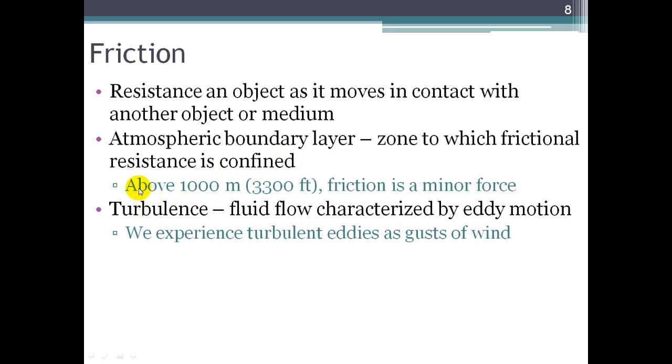And when we look at going high in the atmosphere, as we get up to about 1,000 meters, which is about 3,300 feet, friction becomes less of an issue. So it's really just in the boundary layer, the first 1,000 meters of the Earth's surface or atmosphere, where friction comes into play. And we get turbulent winds. So if we look at how fluid flows, which you can read about in the textbook, it's characterized by eddy motions, and we get these little turbulent eddies as gusts of wind down in the boundary layer. So the main point here is that friction is going to slow down winds closer to the Earth's surface.